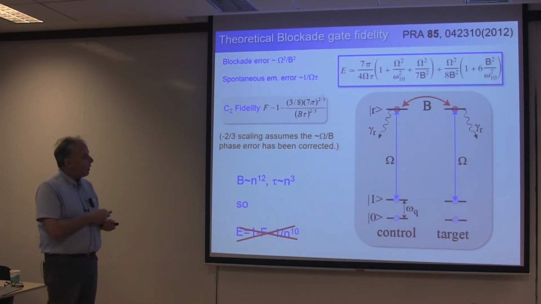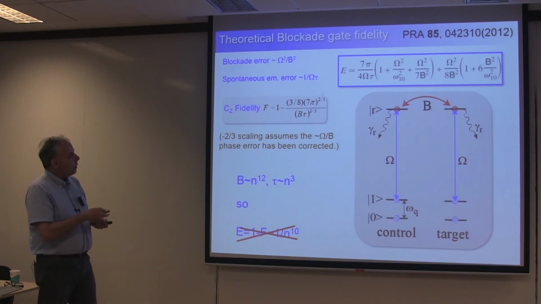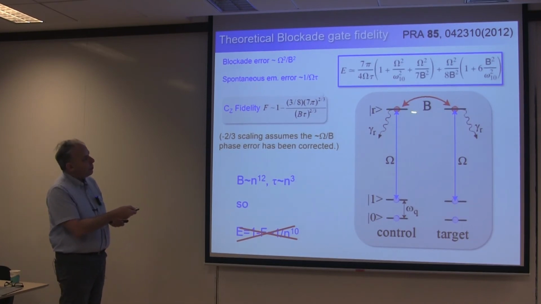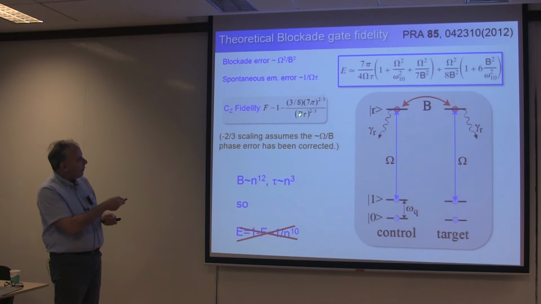And one sees that the fidelity of this entangling operation scales as the product of the interaction strength times the lifetime of the Rydberg state to the 2/3 power. So if you remember, I started by saying that the Rydberg interaction strength in the van der Waals limit scales as this high power of the principal quantum number, and the lifetime scales something like n cubed. So you might expect that 1 over the product of those two to the 2/3 power should scale like 1 over n to the 10th. Okay, and that's a naive view.